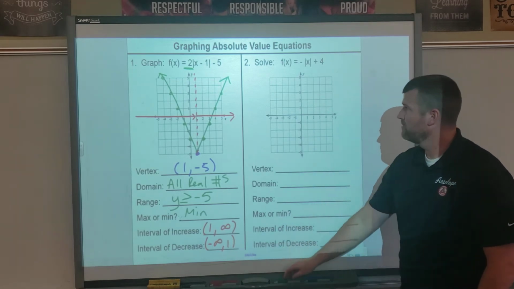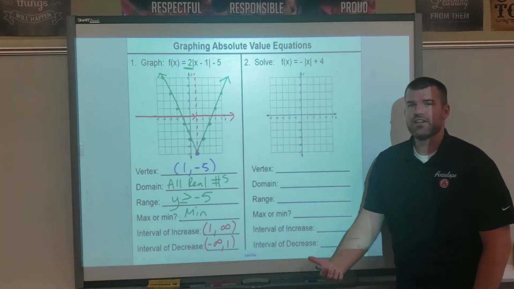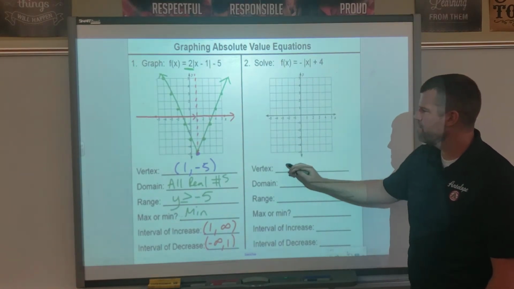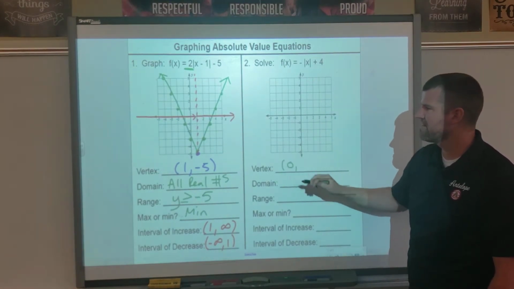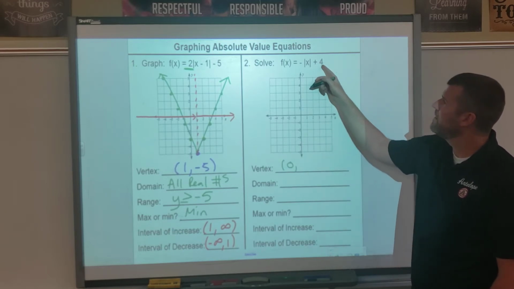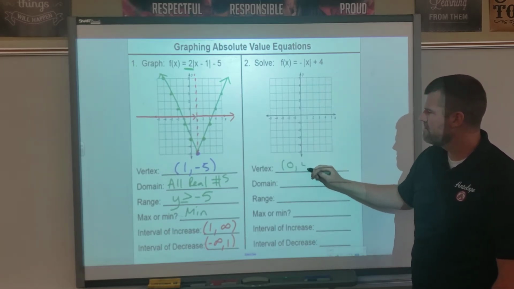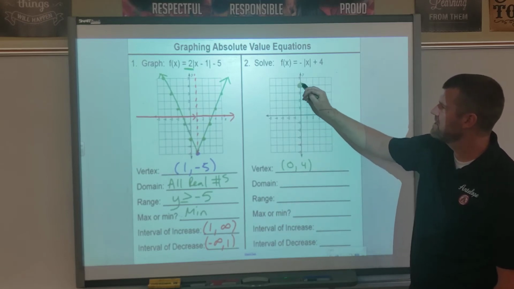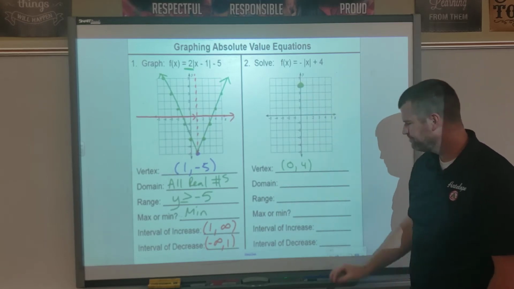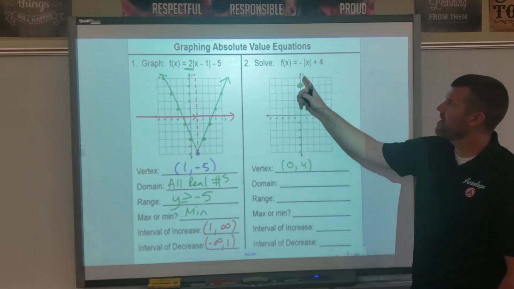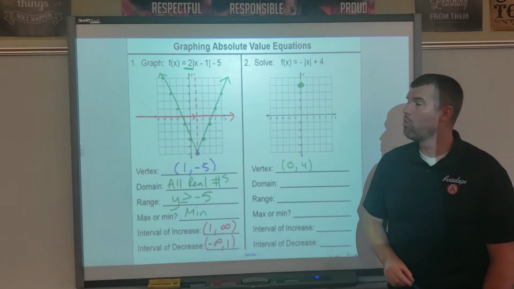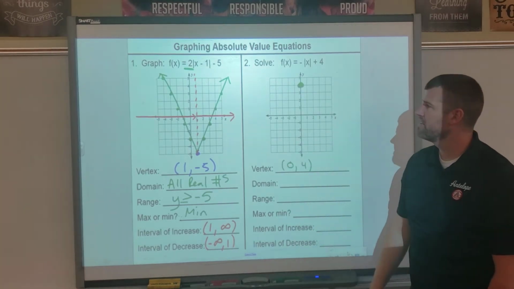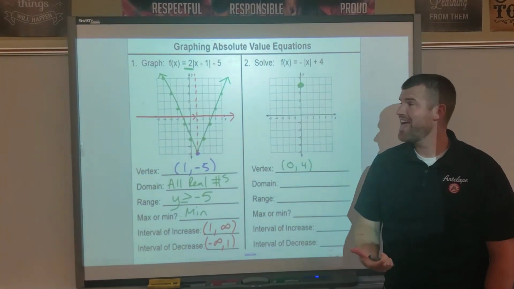One more example of graphing. Again, we need to find our vertex. There's nothing added with the x, so that means the x-coordinate of our vertex is 0. We do have a +4 at the end, so it will move up 4. So our vertex is right here at (0, 4). We then look at our a value, which is -1. Because it's negative, we know it's going to open down, so instead of a V, it's going to look more like an A.